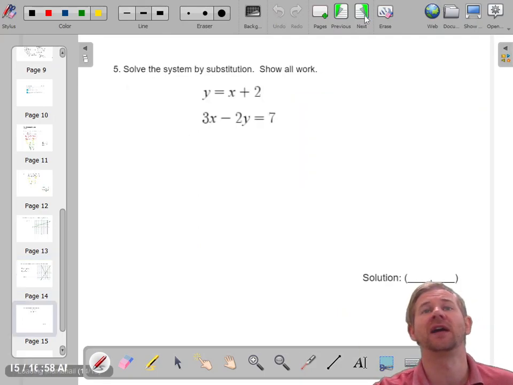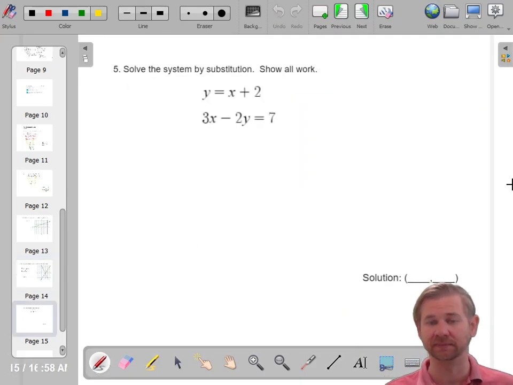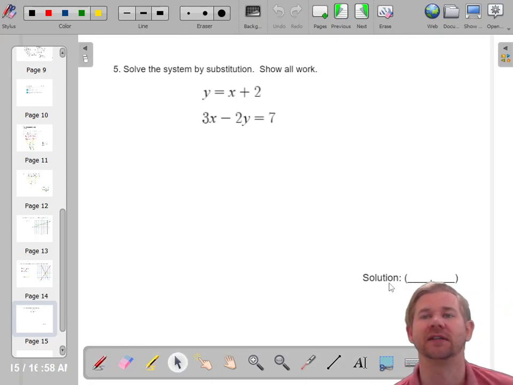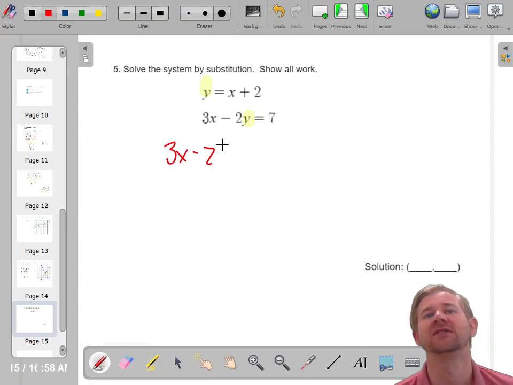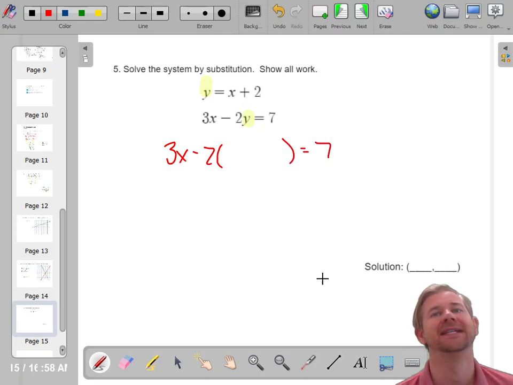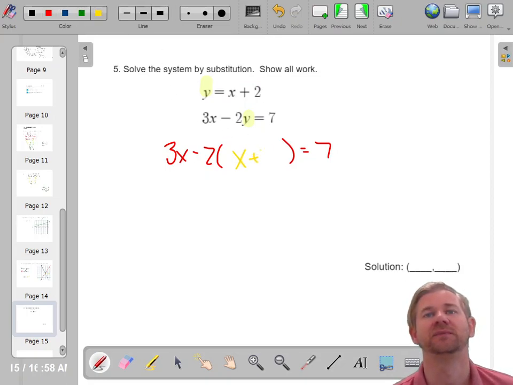If you are asked to find the solution to a system, but you're not given a graph, you're going to do it using substitution. This is a little fancier. You can see I've already got y by itself. That's nice. In my other equation, I'm not going to write y. So I'm going to say 3x minus 2. Instead of y, I'm going to write what y equals: x plus 2.